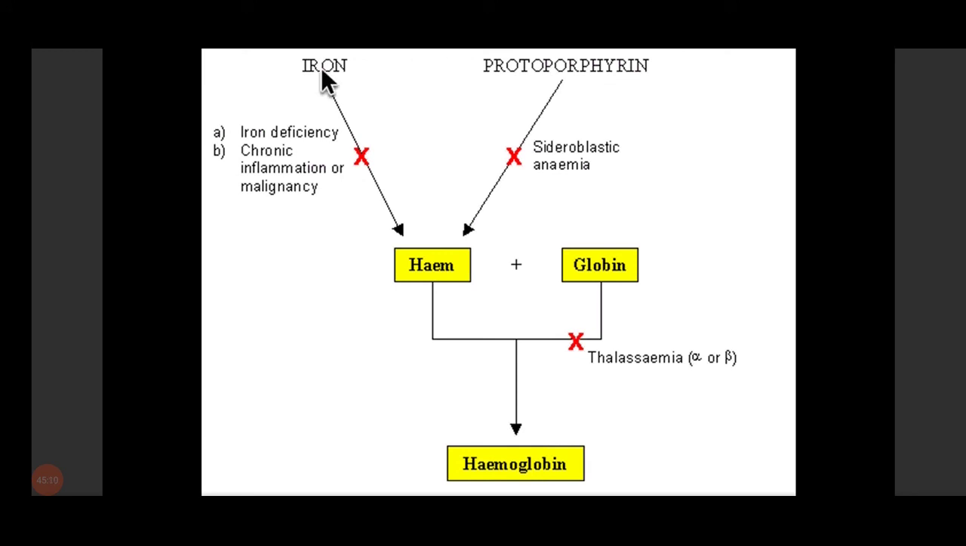Iron is the one: either it is deficient, or there is a negative regulator of iron. Then there is the heme, so this is what happens in protoporphyrin. In sideroblastic anemia, there is something hampering the protoporphyrin, be it vitamin B6 deficiency or lead poisoning. And in thalassemia, it's the globin chain which is affected. So this all leads to microcytic hypochromic anemia.